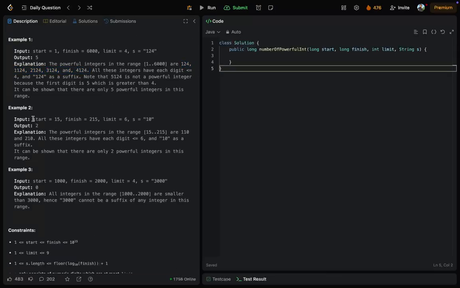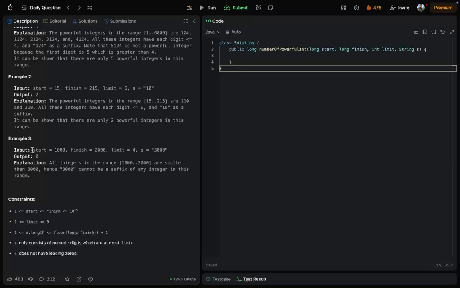In this example, we have a range and the limit is 6. Can we create 15? No, we cannot, because the suffix is 10. So can we create 10? No. Our first number will be 110, then 210. Can we create 310? No, 310 is outside our finish. So there are only two values. In this last example, we have a range and we want to create a value with a given suffix, but since our finish is less than our suffix, we cannot create it. So the answer in this case is 0.